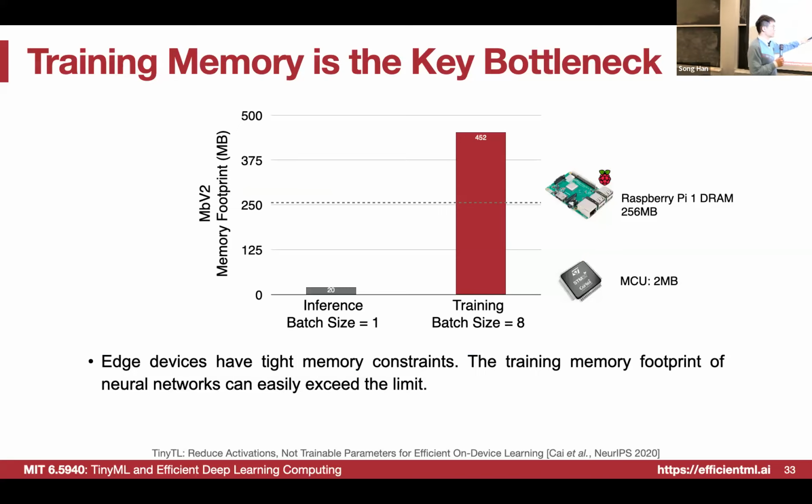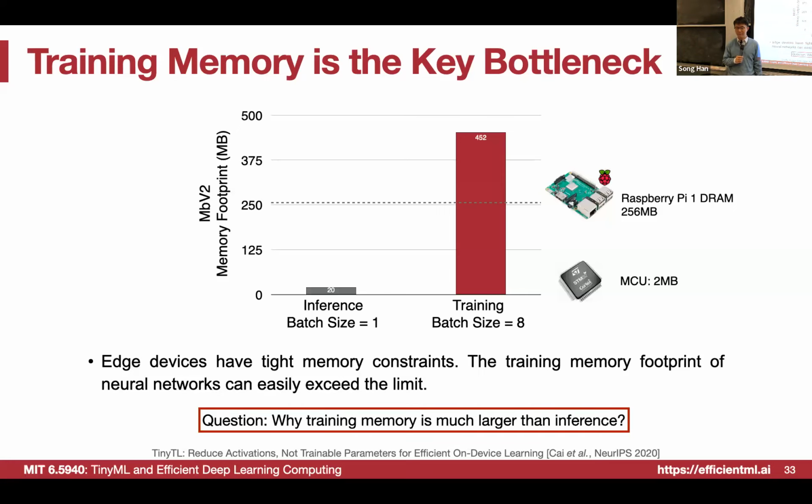So this is for inference, and this is for training with batch size of 8. We compare the memory consumption. Actually, it's a lot larger: about 20 megabytes needed for inference, about 452 megabytes needed for training. And this is the memory constraint for a Raspberry Pi 1. The DRAM has 256 megabytes. The microcontroller has even smaller memory. So edge devices have tight memory constraints, and the training memory footprint of neural nets can easily exceed such limits.